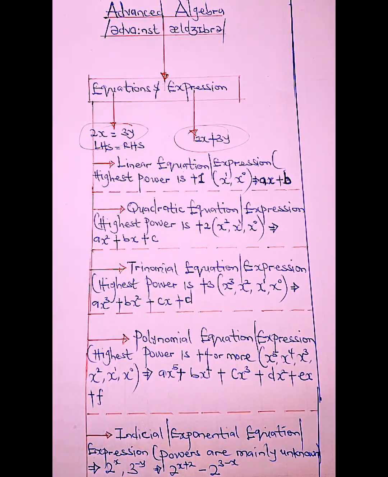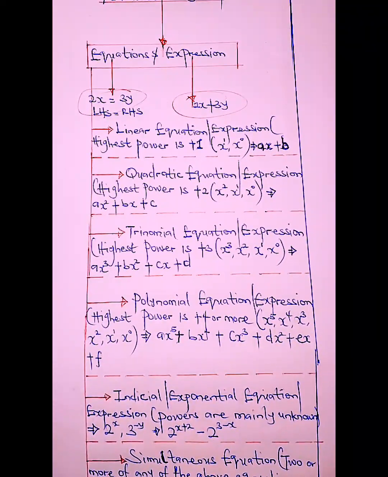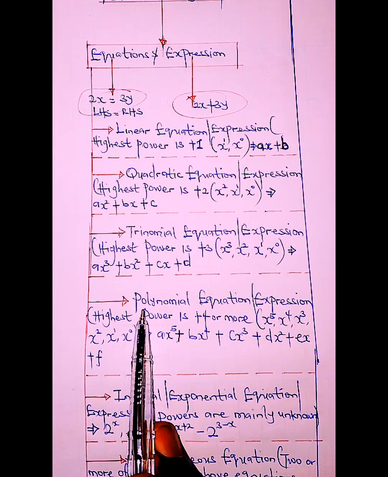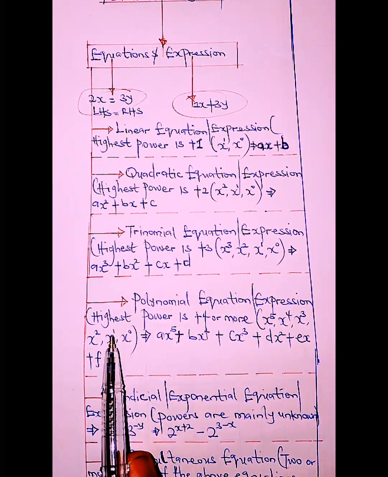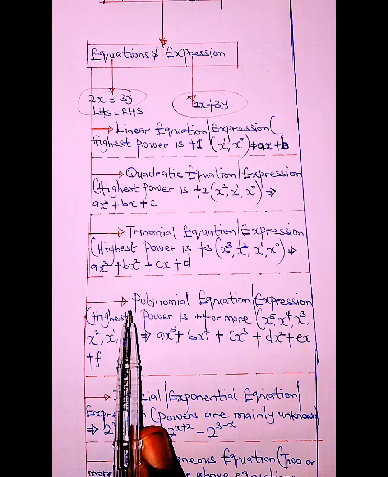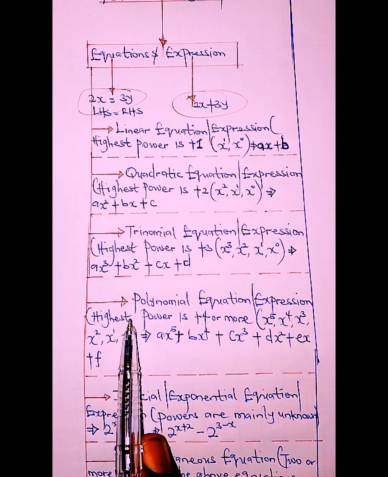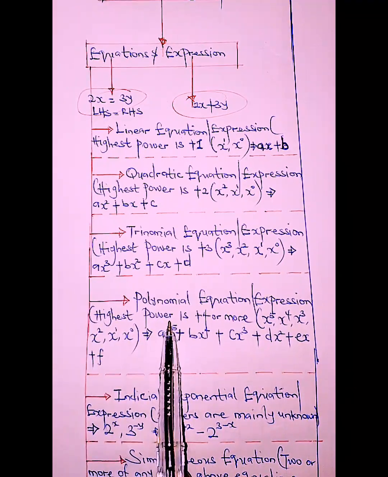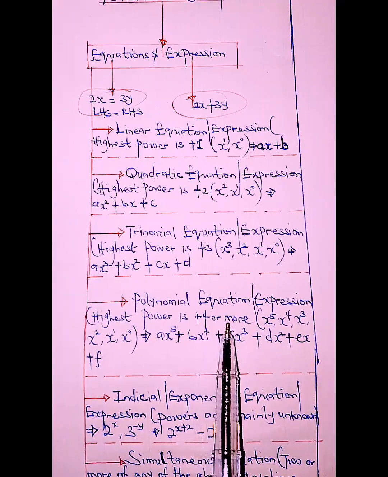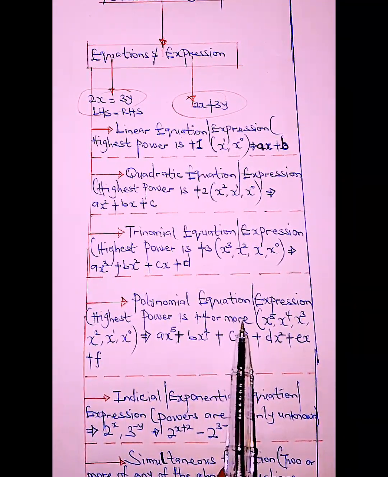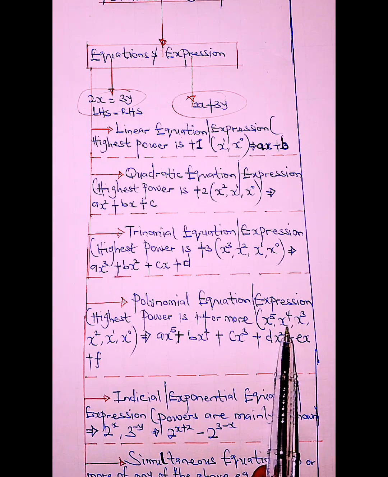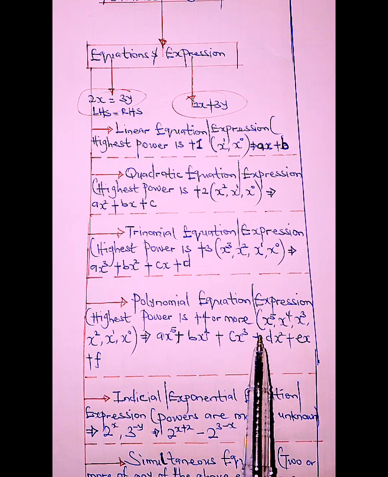So the next we have is the polynomial equation. Now look at the word poly. This is not linear. This is more than linear. It's more than quadratic. It's more than trinomial. This is poly. So when we talk about a polynomial equation, the highest power is plus 4 or more than plus 4. So it could be x to the power 5, it could be 4, it could be 5, it could be 6, it could be whatever.